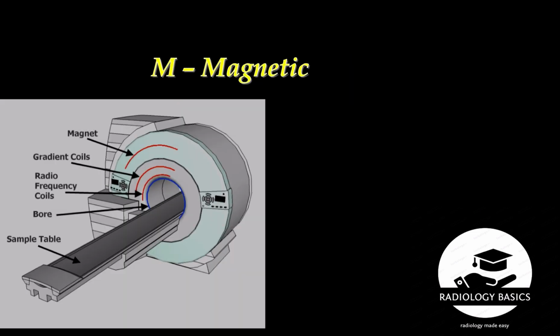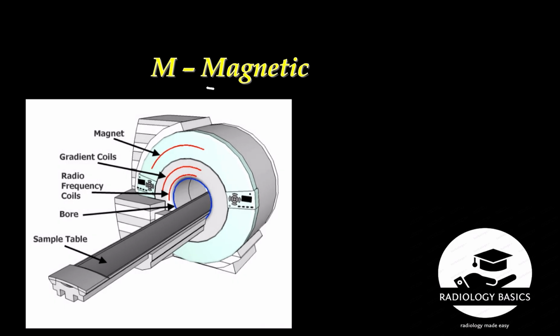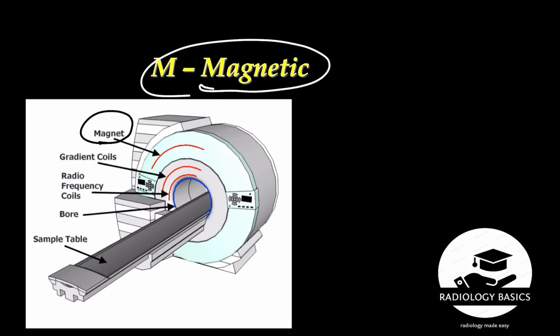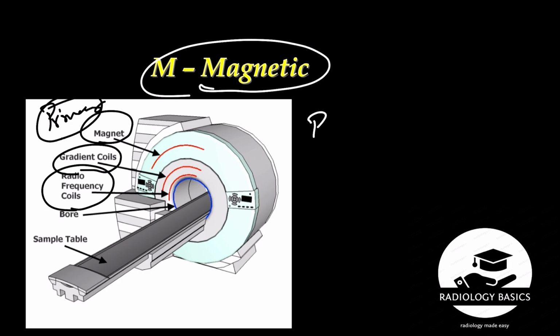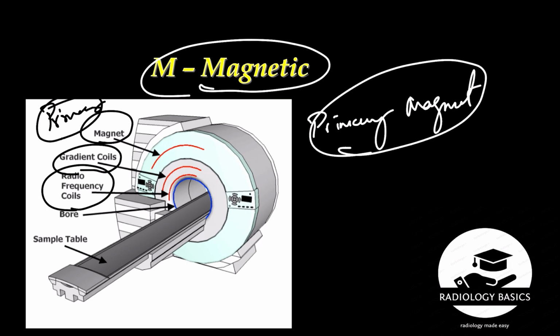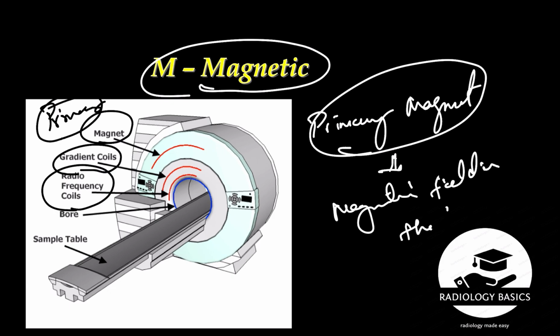Now the first component, the magnetic component. We know that the MRI machine has many magnets. First we have the primary magnet. Today we are going to discuss only the primary magnet. Then we have gradient coils and radiofrequency coils, etc. What do you mean by primary magnet? The primary magnet will produce a magnetic field in the center of the bore.